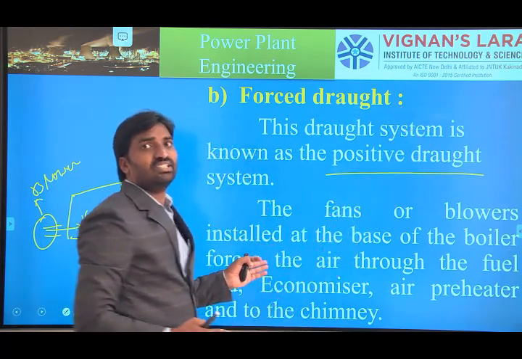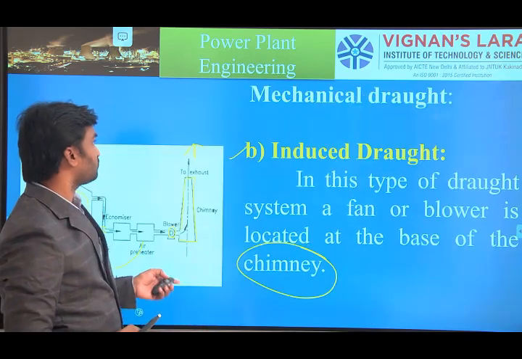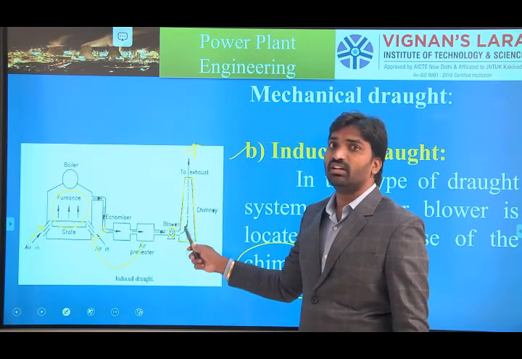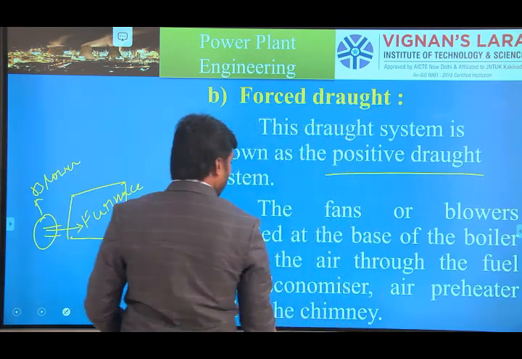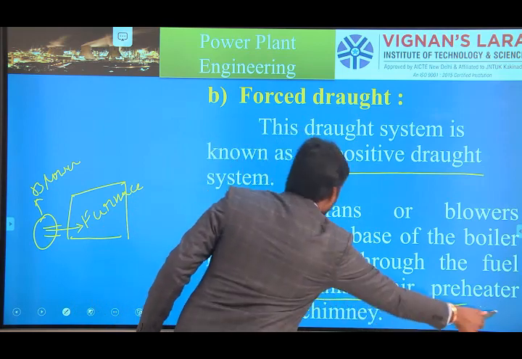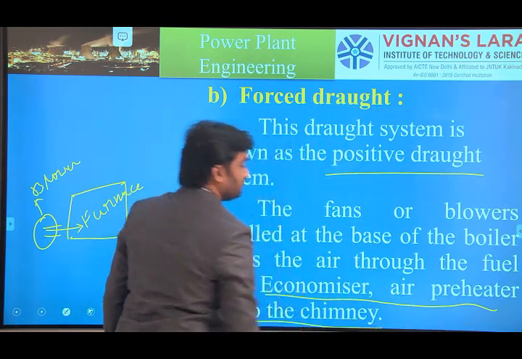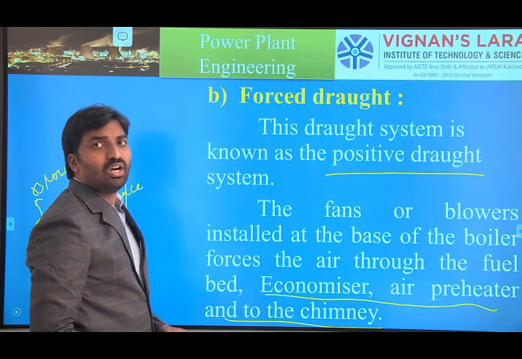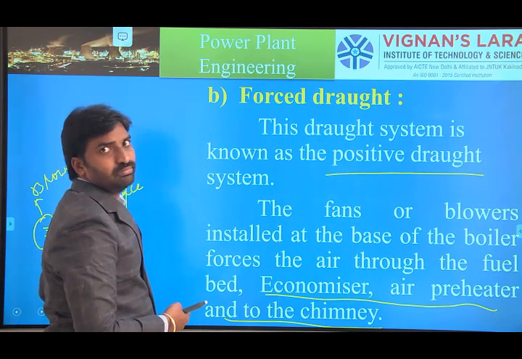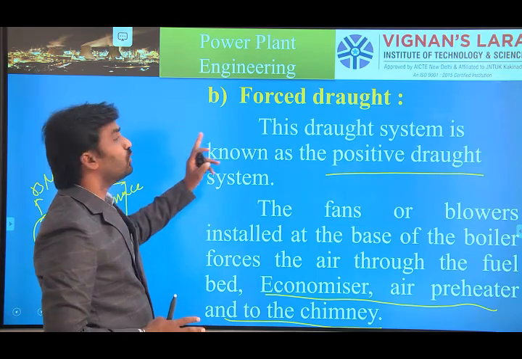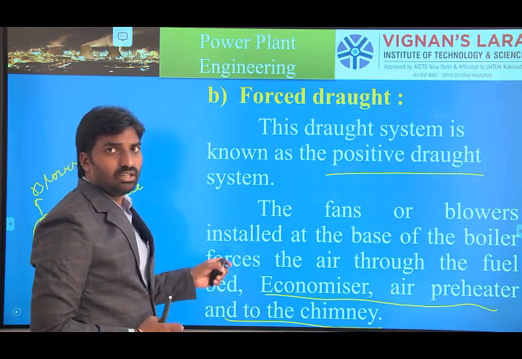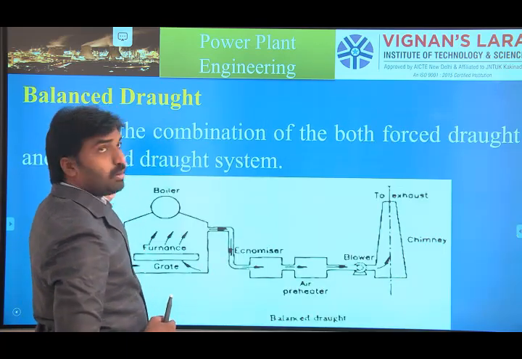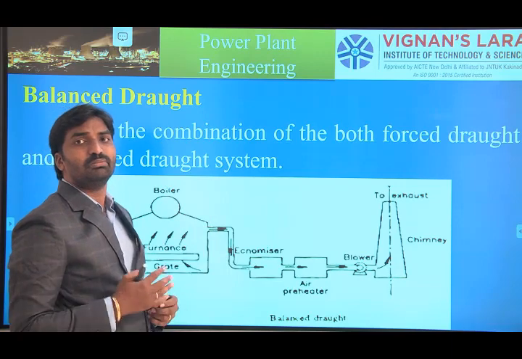We already discussed this in the previous induced draft system: economizer, air preheater, chimney. The same cases are also here. We are using the economizer and air preheater to the chimney. So the principle is the same, but here we are placing the blower in front of the boiler. That is the concept of a forced draft system. And the last one is a balanced draft system.